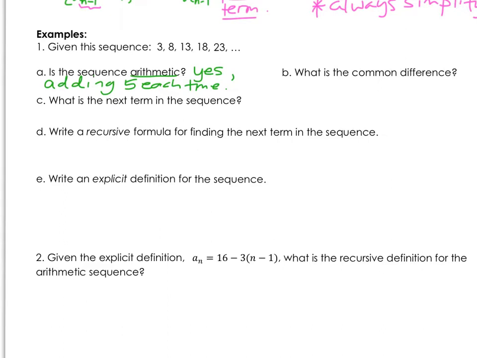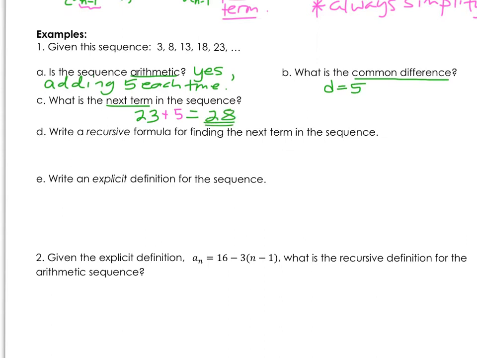Question B, what is the common difference? So what is the difference within the numbers? Well, if we're adding 5 each time, that literally means d equals 5. That's it. What's the next term in the sequence? If we're at 23, and we follow our common difference rule of adding 5, the next number would be 28.